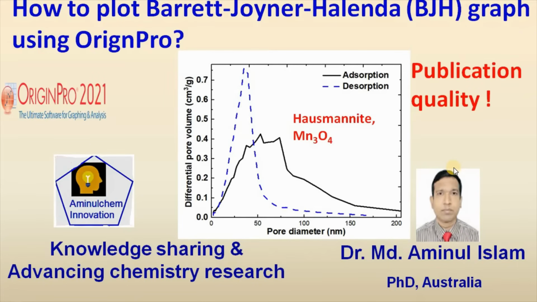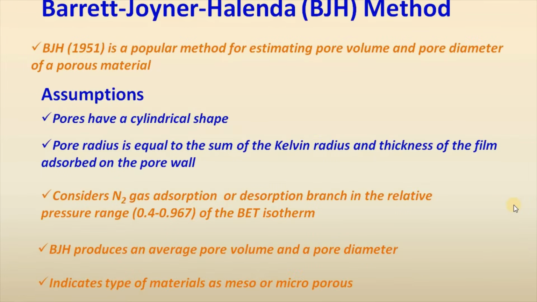In my previous videos, I explained what is specific surface area and how to plot BET isotherm using OriginPro. In this video, I would like to explain the Barrett-Joyner-Halenda graph using OriginPro. Well, the Barrett-Joyner-Halenda method.